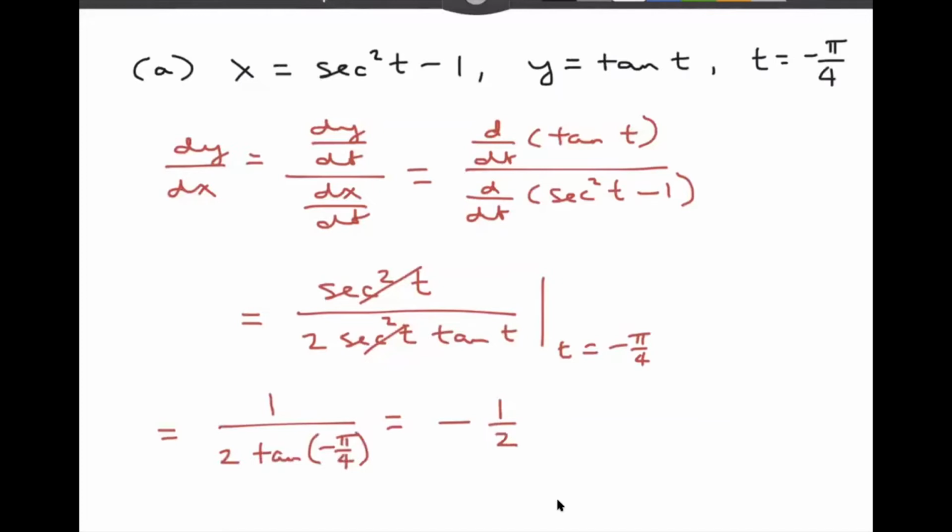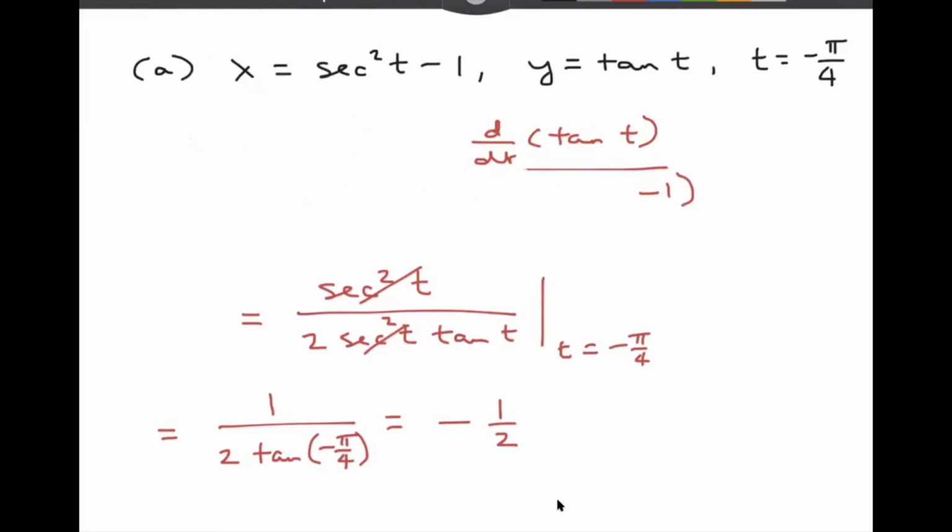To get the full equation of the tangent line, we need to know what is the point at that value of t. So for that, we're just going to plug t equals negative pi over 4 into our original parametric equations. And if my voice sounded a little funny just then, I was fighting off a sneeze.